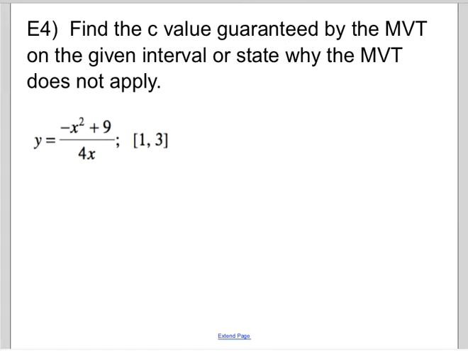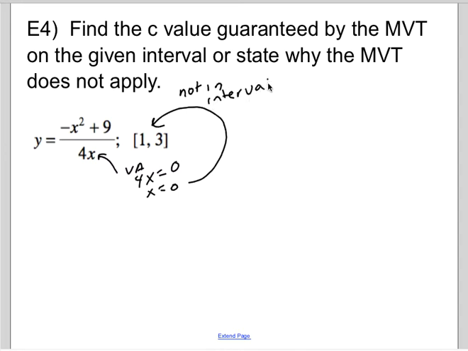All right. Find the c value guaranteed by the mean value theorem, or state why the MVT doesn't apply. Okay, so this function does have a discontinuity, right? This graph has a vertical asymptote when 4x equals 0, but that would be at x equals 0. It is worth noting that that is not in the interval. That's the only discontinuity this has. So y is continuous on the window from 1 to 3.